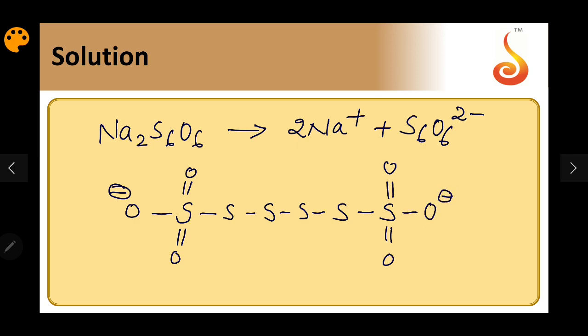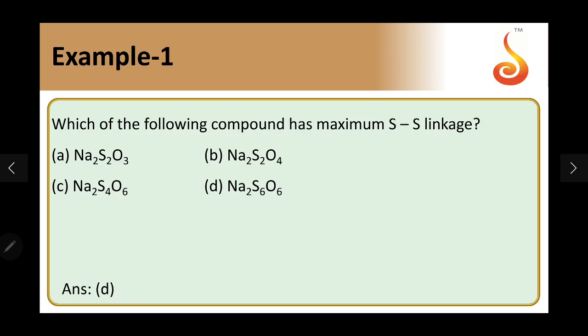S6O6. So in case of Na2S4O6 also, instead of having 4, there are 2 sulfur atoms. So this is Na2S6O6, there are 4 sulfur atoms. So number of S-S linkages will be 1, 2, 3, 4 and 5. So there are 5 S-S linkages. So this is the compound with highest number of S-S linkage. So answer should be D.